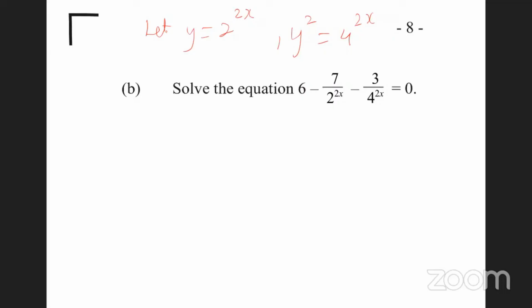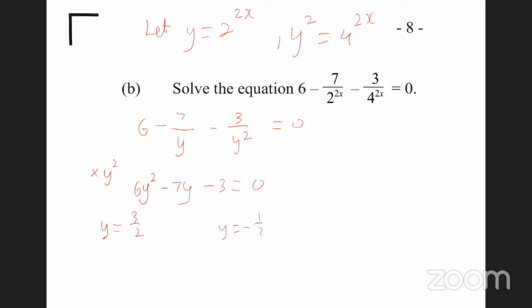All right, so we should get what? We should get 6 minus 7 over y minus 3 over y squared is 0. You can multiply everything by y squared, and you'll get 6y squared minus 7y minus 3 is 0. When you solve it, you'll get y is how much? Minus 1 over 3. Remember, y is really 2 to the 2x. 2 to the 2x is minus 1/3. This has no solution. That has no solution, right?